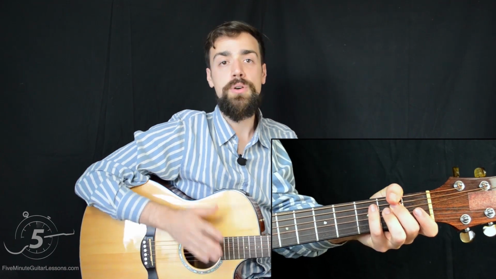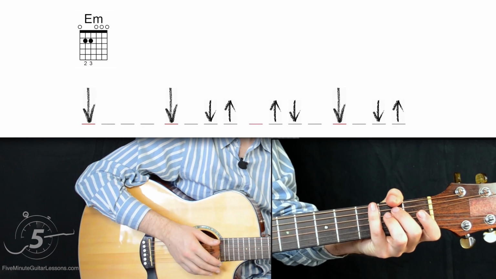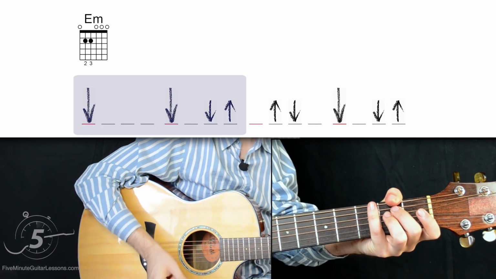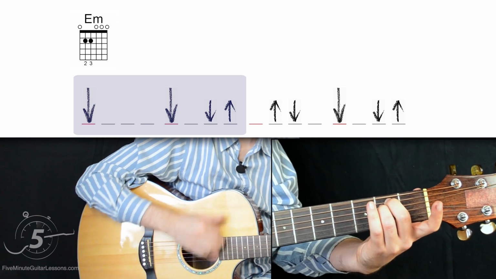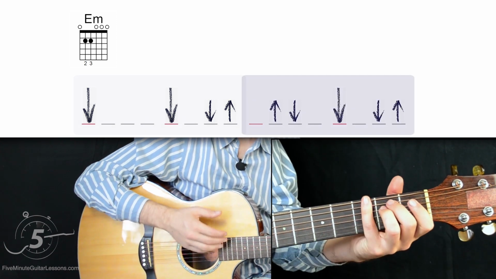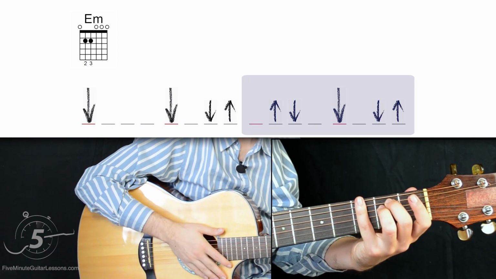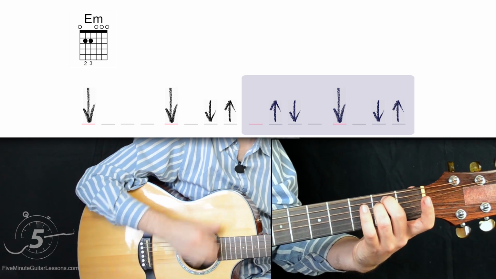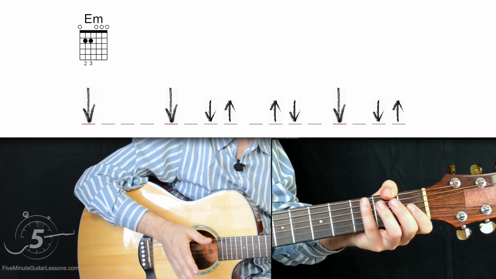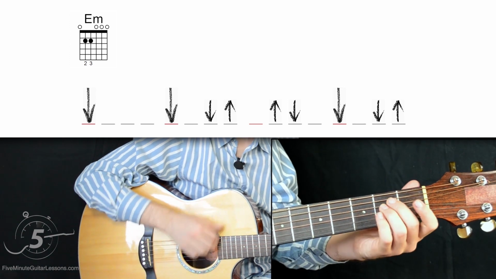And we have a new strumming pattern for this part. It goes like this, 3, 4. So let's learn that in 2 parts. First we have down, down, down, up. 3, 4. Down, down, down, up. And then we have up, down, down, down, up. So 3, 4. And when you put those 2 parts together, you get 3, 4.